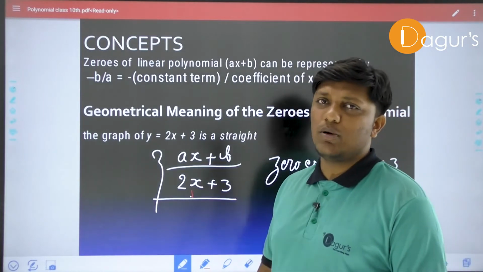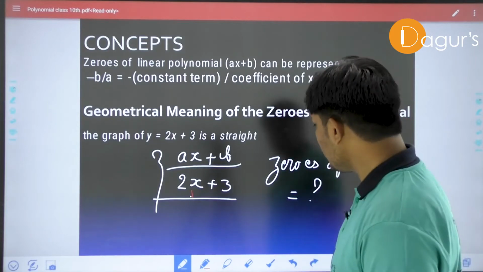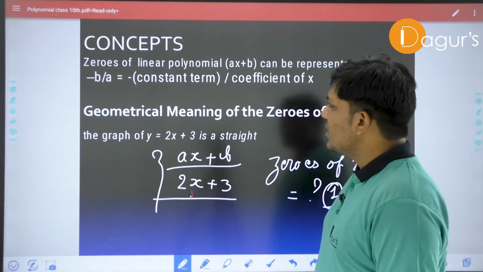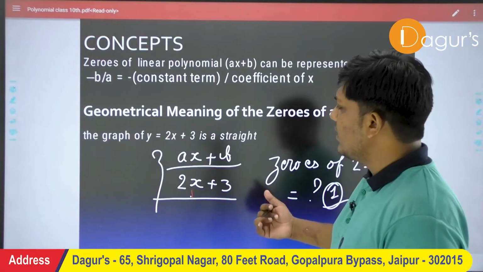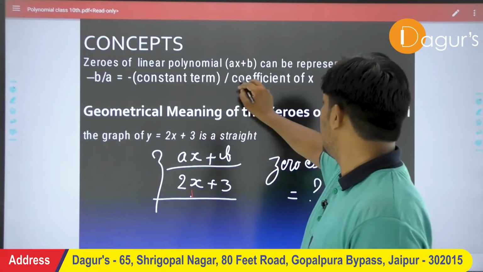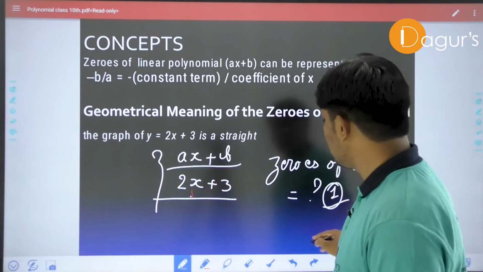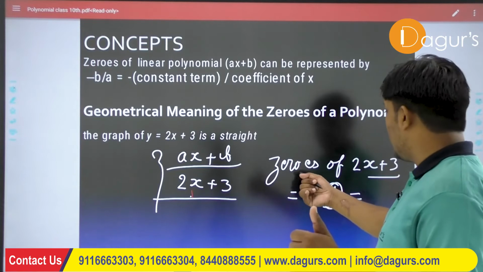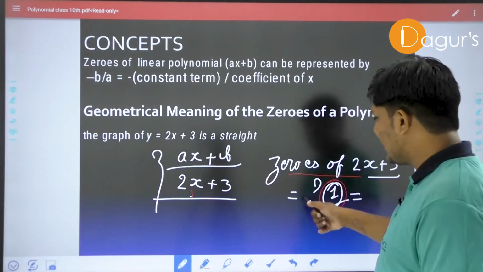The zeros of this polynomial will be 1. If the zeros of this polynomial is 1, then what will be the zeros of the linear polynomial? What will be the zeros of this? This will be equal to only 1. What number? This one is not exactly the answer.